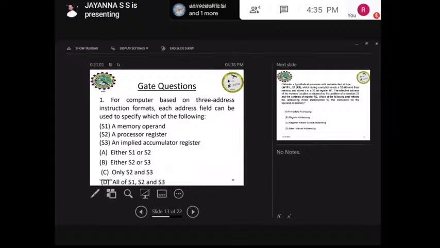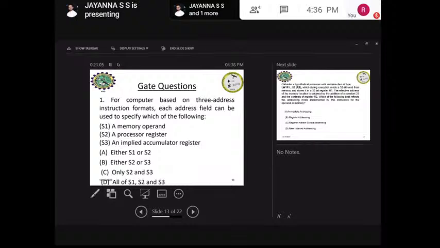Here we know that for the 3-address instruction format, we have 3 operands: operand 1, operand 2 and operand 3. Here operand 1 is your destination operand, and the remaining 2 operands specify your source operands. The question is how to specify whether these operands are a memory operand, a processor register, or an implied accumulator register.